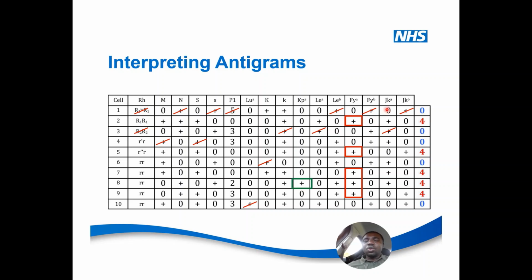Now you come to FYB, positive on cell number 1, negative on the patient sample, then you cancel. You come to JKA, positive on cell number 3, negative on the patient sample, cell number 3, you cancel. You come to JKB, positive on cell number 1, negative on the patient, so you cancel it. Therefore, once you view that cancellation method, you can see that obviously we know that it is FYA, but we are not excluding KPA. That is all I'm trying to teach you today. Please make sure you get that. So let's get to the next.